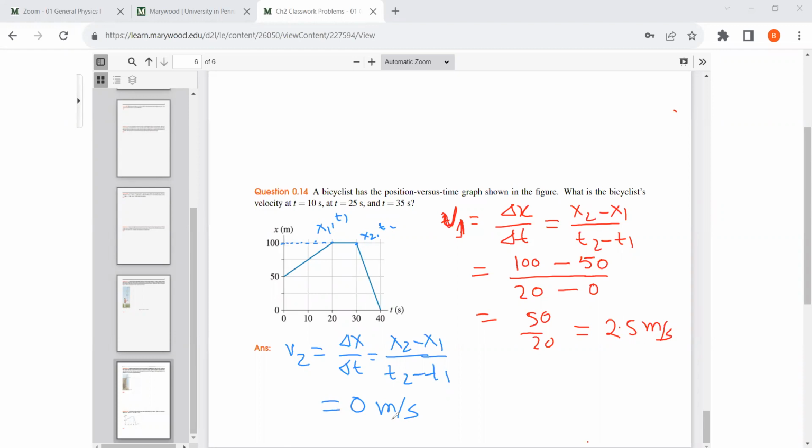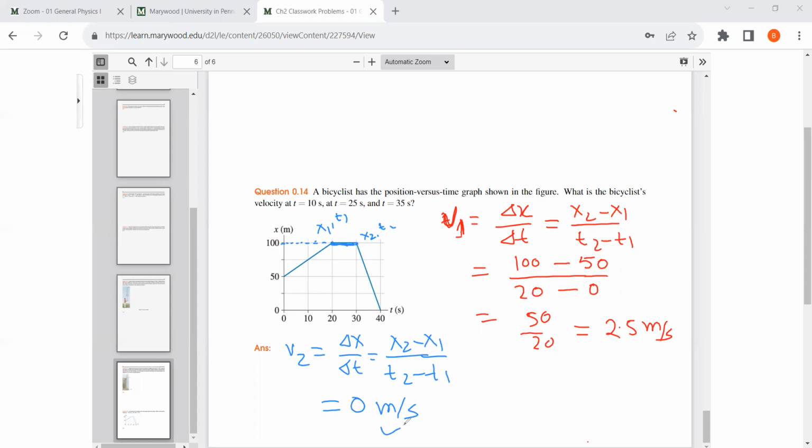So when the time is 25 seconds, the velocity is equal to 0 meters per second. That means there is no change in position. So at this point, the bicycle is basically at rest, because v equals 0, which means the bike is not moving.